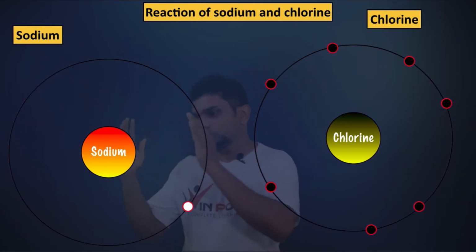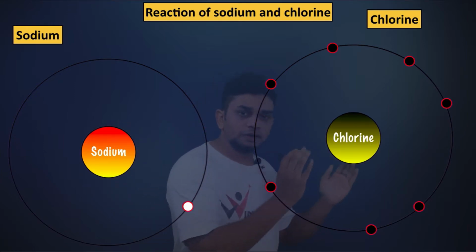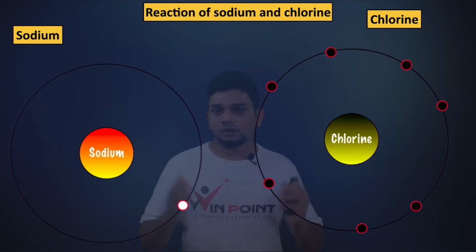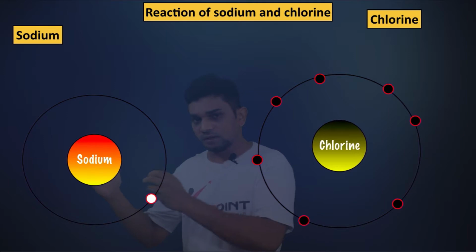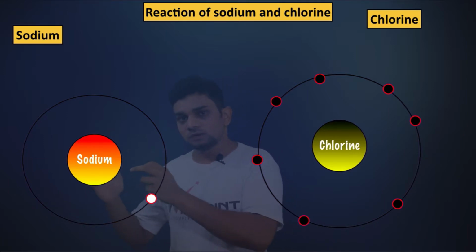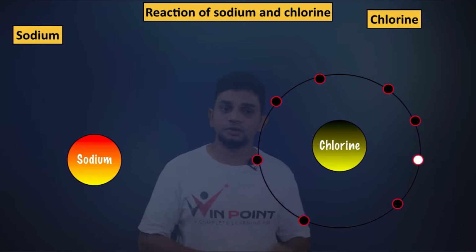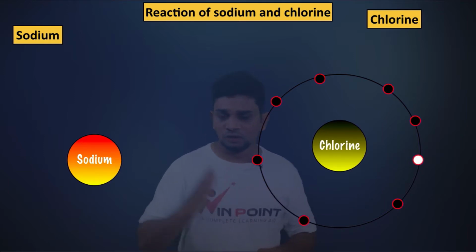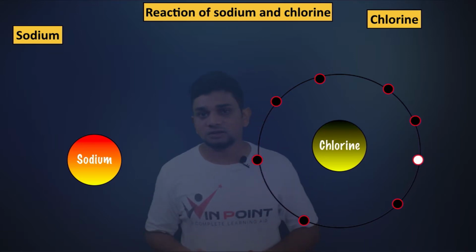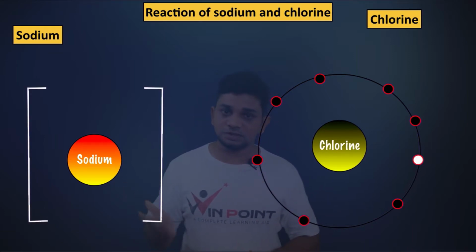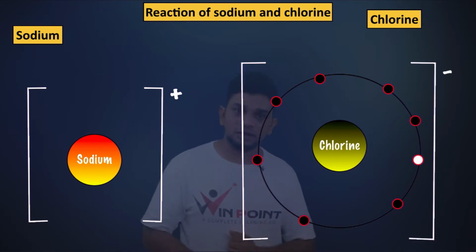The outermost shell of sodium has 1 electron and the outermost shell of chlorine has 7 electrons. So how are they going to transfer the electron from the sodium? 1 electron is going to move to chlorine. So it is the process taking place in the bond formation between sodium and chlorine. Sodium is donating 1 electron to chlorine. So what will be the charge of sodium? Sodium is going to get positive charge and chlorine is going to get negative charge. This type of bond is known as ionic bond.